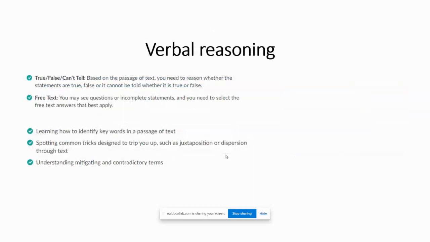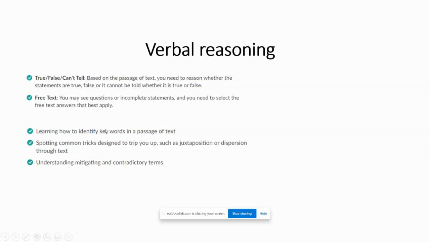First, verbal reasoning mainly consists of true, false, and can't tell questions. You also get free text, so basically you'll get a large text to read through. In that text, you'll be asked questions, such as incomplete statements, or what is the writer's thoughts about what is written. How do you portray it?